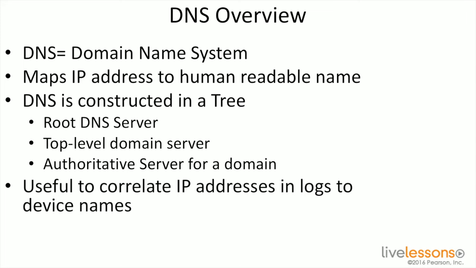DNS is very useful from a troubleshooting perspective to correlate those IP addresses in logs to device names. That's why DNS is important to configure from a serviceability perspective, because it allows us to automatically, and in many cases very easily, translate those IP addresses that we may be seeing in those logs into device names so we can find out where that device is and what's going on. So at this point, let's do a quick demonstration of configuring DNS in UCS Director.